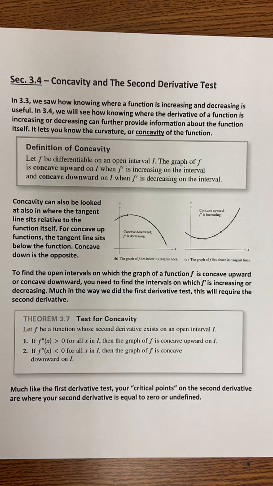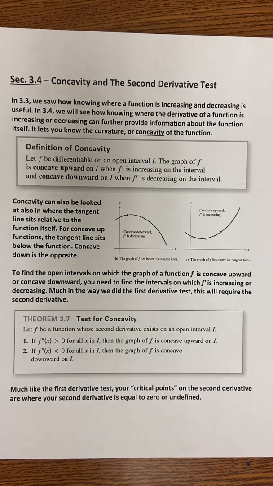Anyway, when the derivative is increasing or decreasing, it talks about the actual curvature of the function itself, which is referred to as concavity. So the definition of concavity is below. The graph of the original function is concave upward when the derivative is increasing, and concave downward, which we'll call concave down, when the derivative is decreasing. Concavity can also be looked at visually. If the tangent line touches the point but remains above the function, you're concave down. If it's below the function, you're concave up.